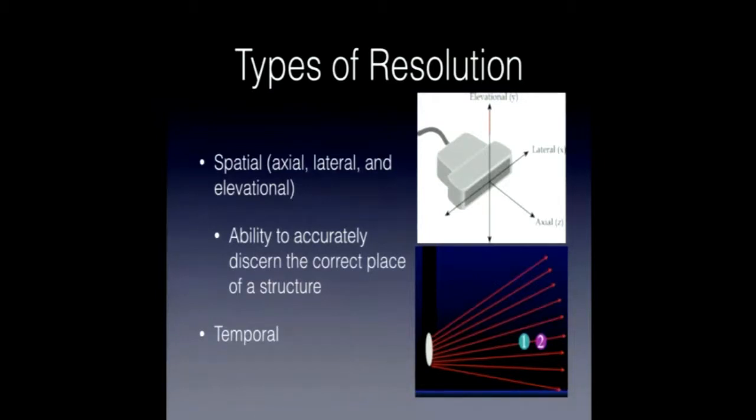Axial resolution is some distance away from the face of the probe, and you can see the diagram in the top right. Axial is Z, and then there's elevational and lateral. And resolution is the ability to discern the correct place of a structure.